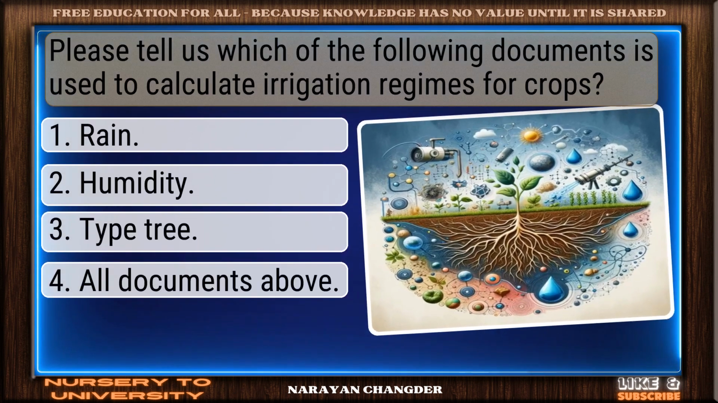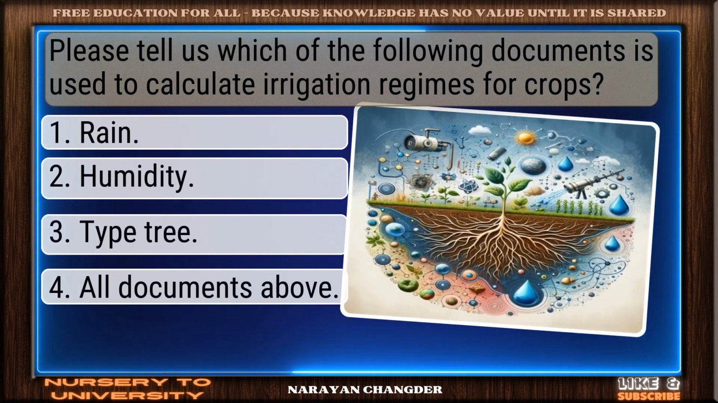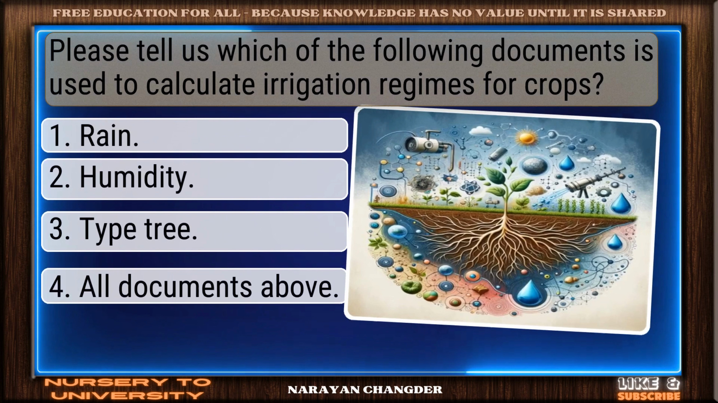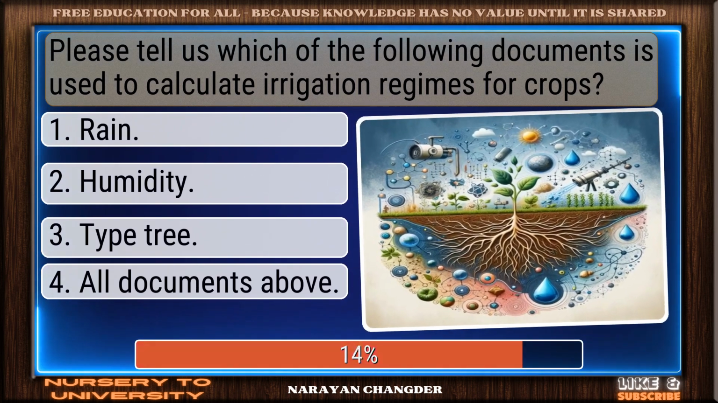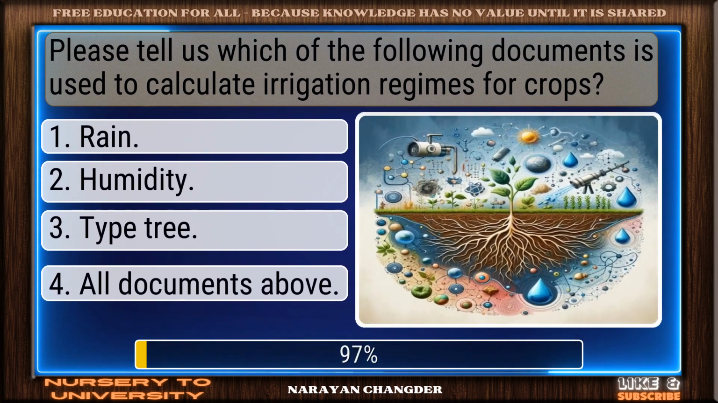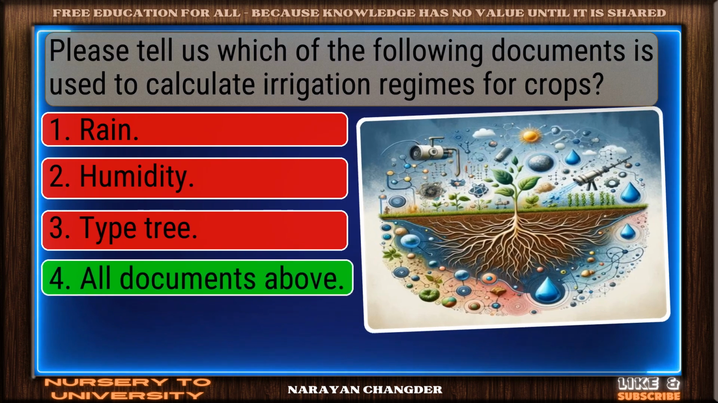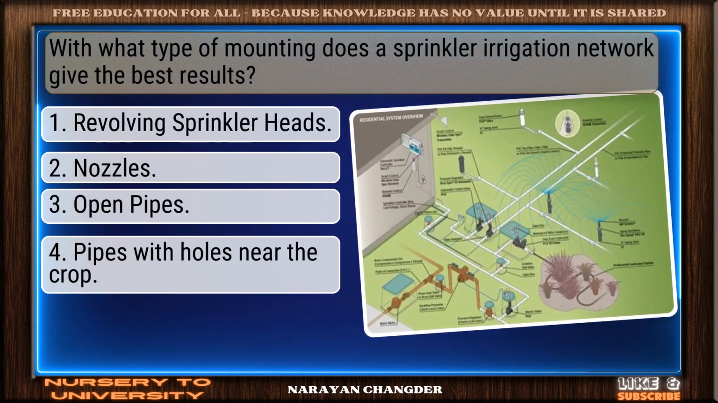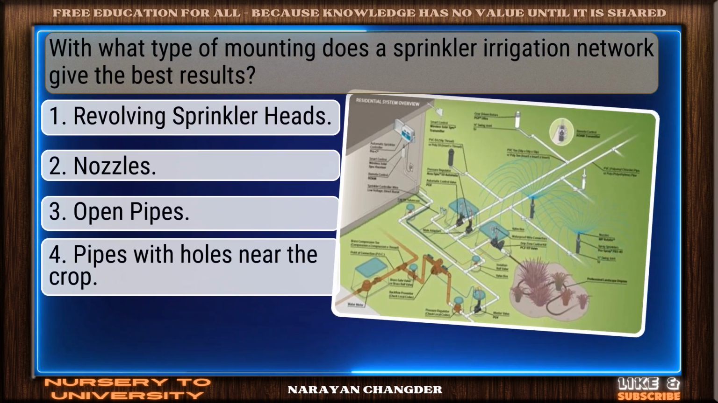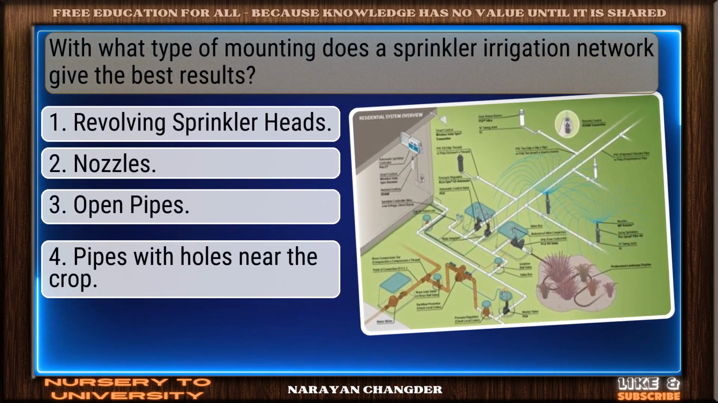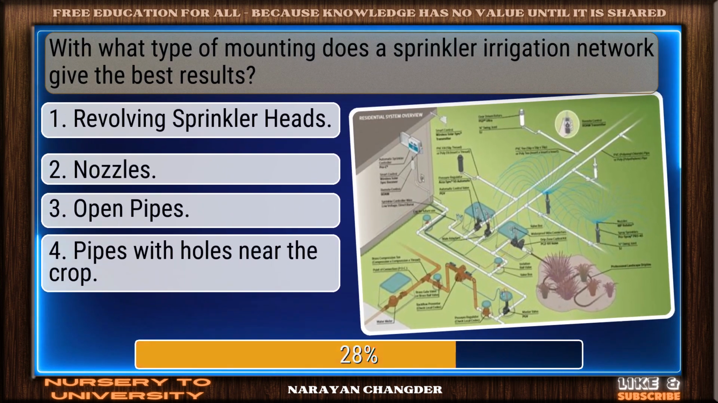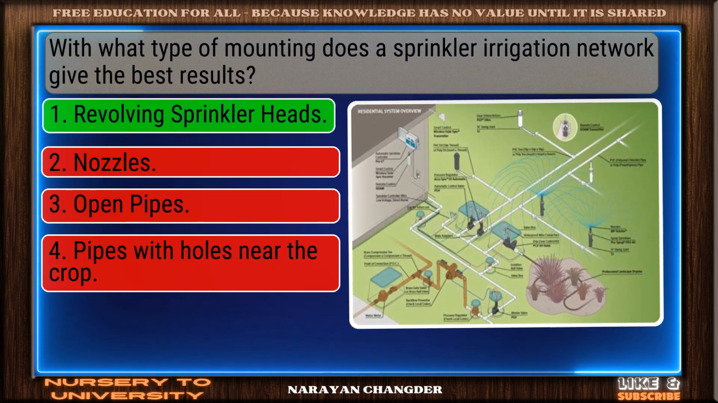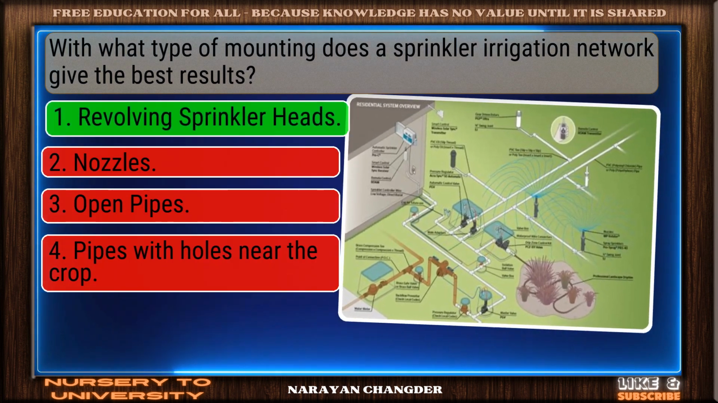Please tell us which of the following documents is used to calculate irrigation regimes for crops. Well picked. All documents above is the correct answer. With what type of mounting does a sprinkler irrigation network give the best results? You chose revolving sprinkler heads, and it is correct.